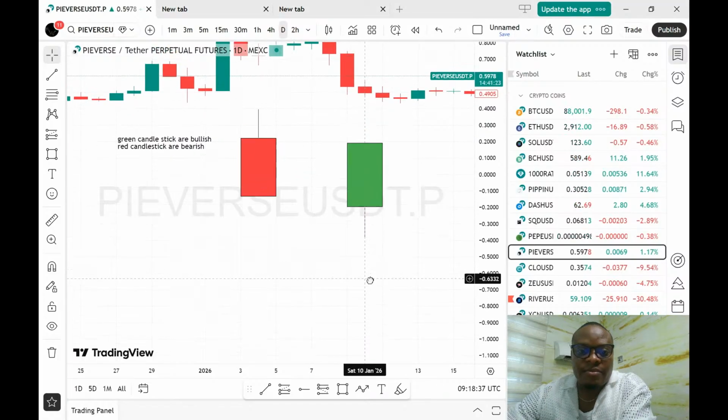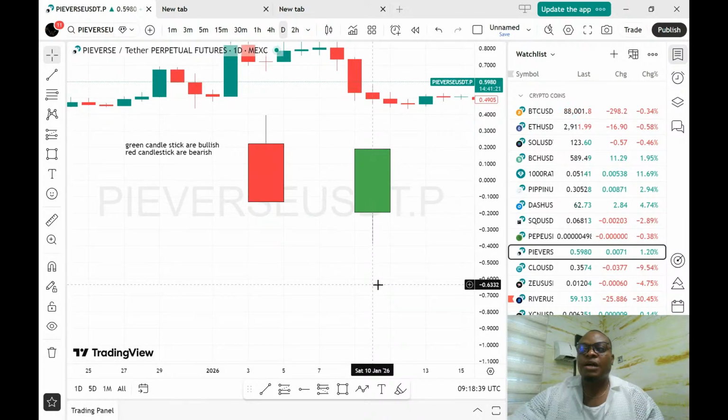So at every time there's an open and there's a close. Now, what does open mean? Open means the beginning of the formation of the candlestick, while close means the ending of the candlestick. So we have the open and we have the close.